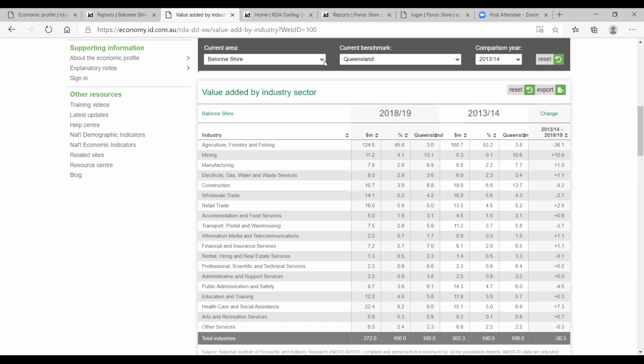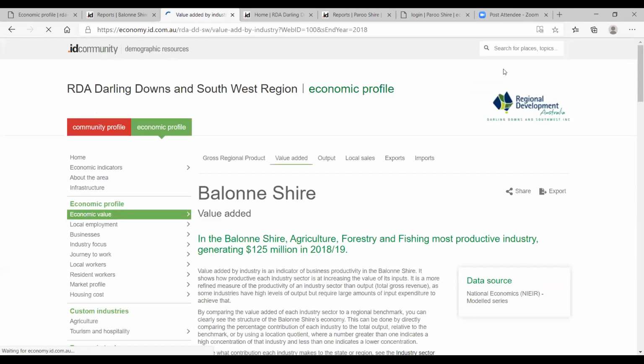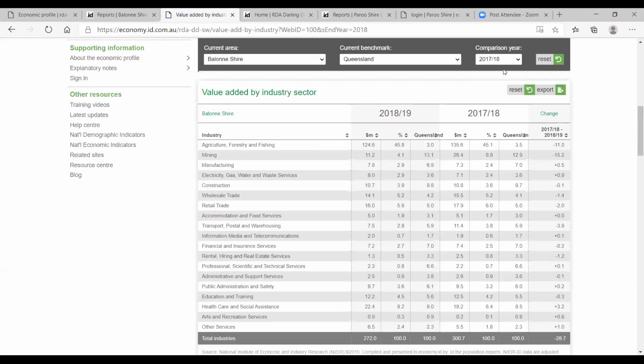The first thing I do is I check my current area, I check my benchmark, and then I come into this comparison year and I change it to the previous year. The reason I change it to the previous year is because we're in November of this year and the release is in February, so the new data will be released in February. In February next year, you're going to want to change that to 18-19 so you can compare it to 19-20. So you want to see what the effect has been on each of your industries in terms of their profitability over the previous year.